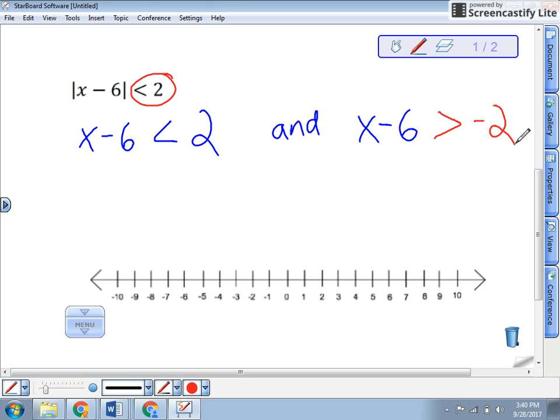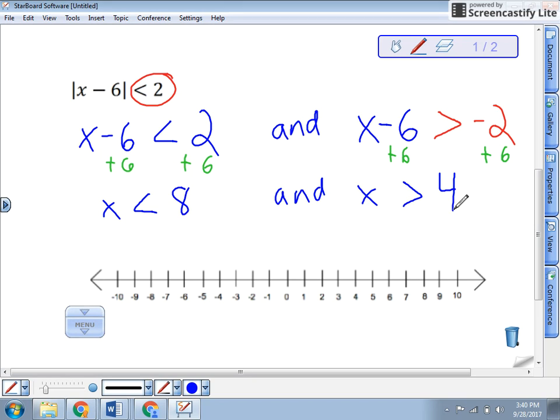At that point, we solve them like we always do. Add 6. So this is going to be x is less than 8. And I come over here and I'm going to add that 6 again. It's the same steps on each side. So this one's going to be x is greater than -2 plus 6, which is 4. So these are my two inequalities right here.